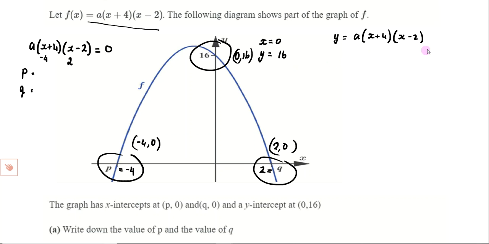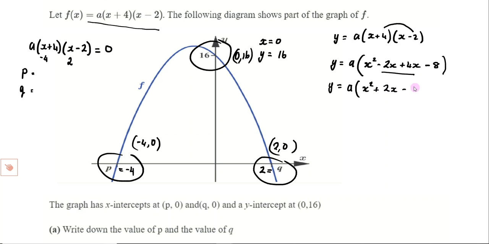So let's expand the brackets. What do you get? Well, let's leave the a for the time being. x squared minus 2x plus 4x minus 8. Okay, simplify it. x squared plus 2x minus 8. Now we can expand the a, and what do we get?